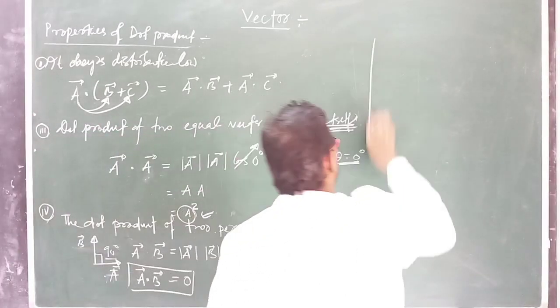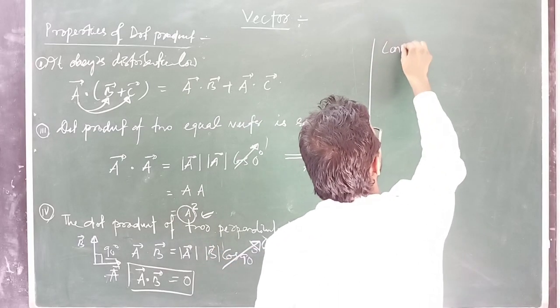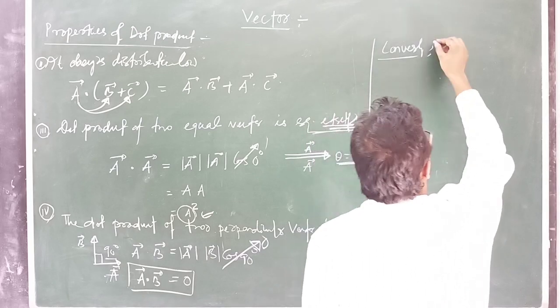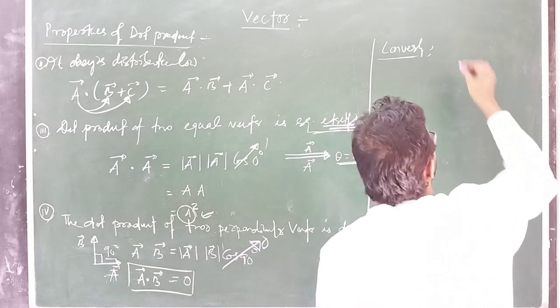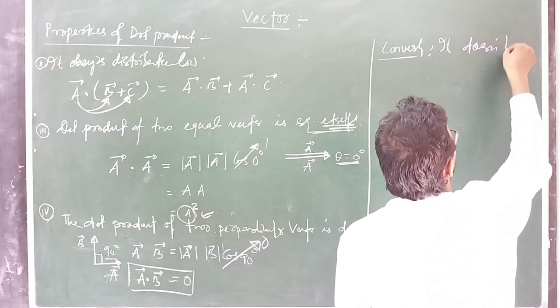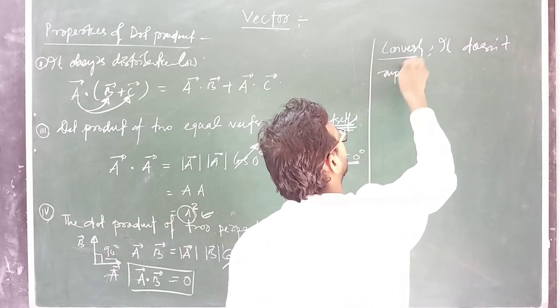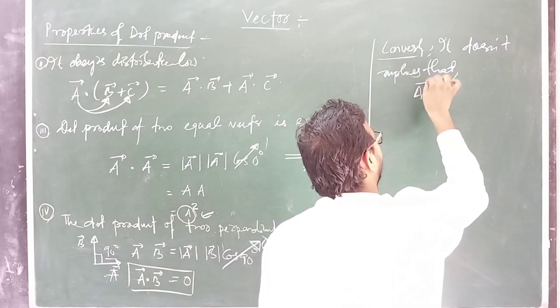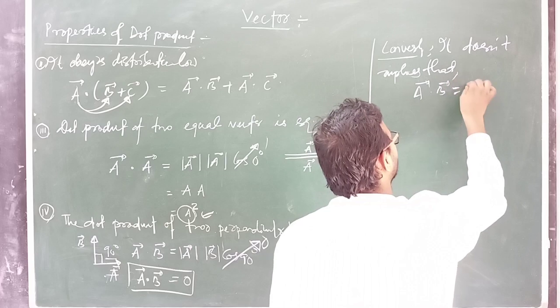But conversely, from this relation, you can say it does not imply that A dot B vector equals 0.